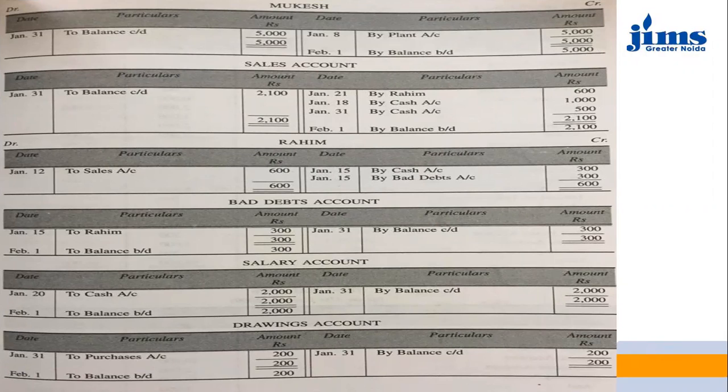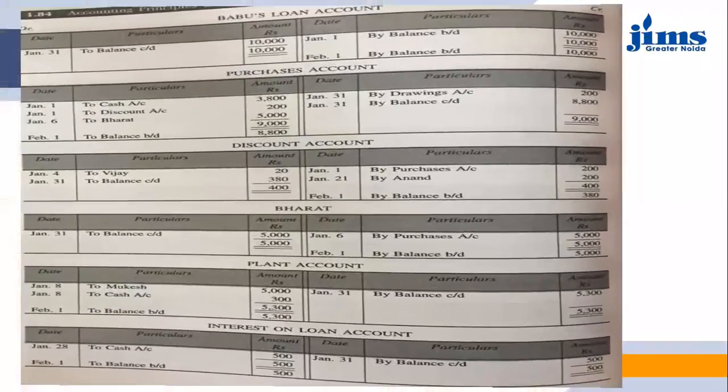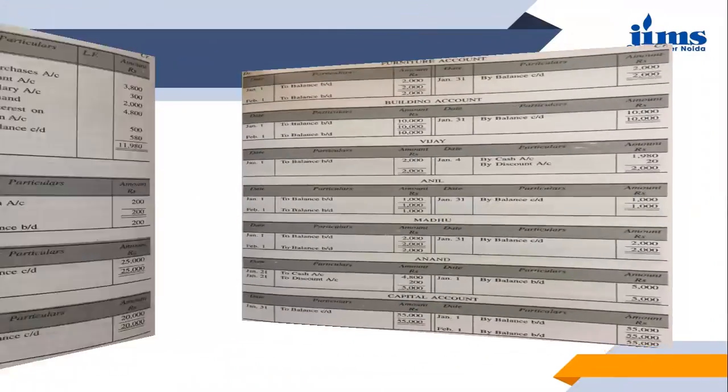On January 12, you can see here written to sales account 600, and on the sales account, sales is a credit entry. So we go on the credit side of the sales account under 12th January. It's a wrong date mentioned here. On the 12th January, you can see Rahim account is appearing under sales account on the credit side with the 600 amount. Then we'll go back to the next entry.